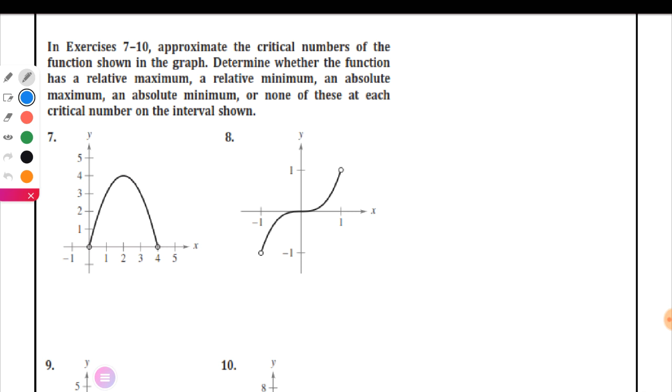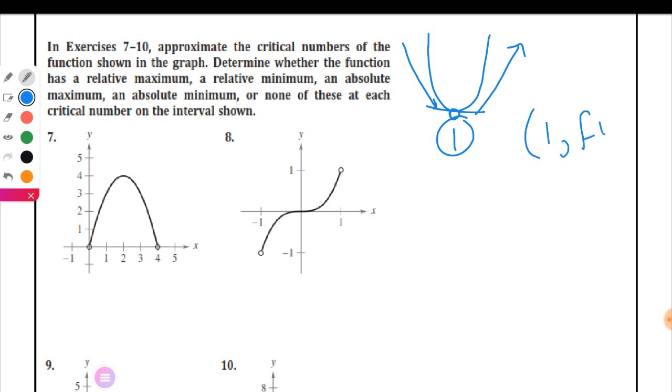In another way, I'll show you here, if we have a function like this one, here is a critical number because it has a horizontal tangent. The behavior of the function before this critical number is decreasing. The behavior of the function after this critical number is increasing. Since the behavior of the function changes from decrease to increase, we will consider the function at this point an extremum: a relative minimum. I think it's clear now.